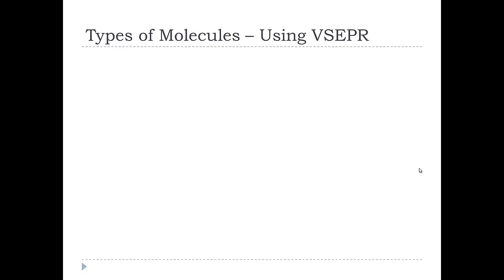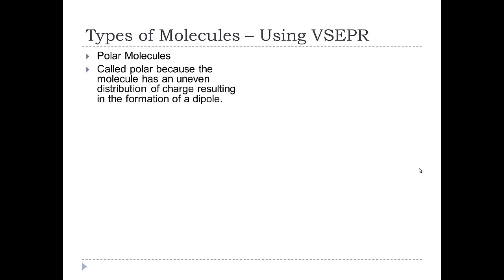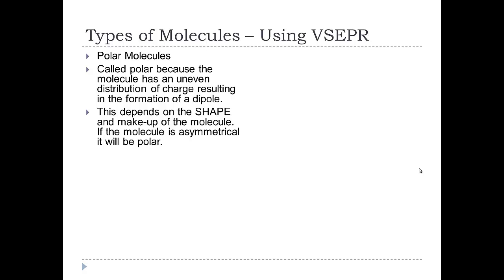In order to talk about intermolecular attractions, we have to talk about the types of molecules using the VSEPR theory. There are two major types of molecules, polar molecules and nonpolar molecules. Polar molecules are called polar because the molecule has an uneven distribution of charge resulting in the formation of a dipole. This depends on the shape and makeup of the molecule. If the molecule is asymmetrical, it will be polar.